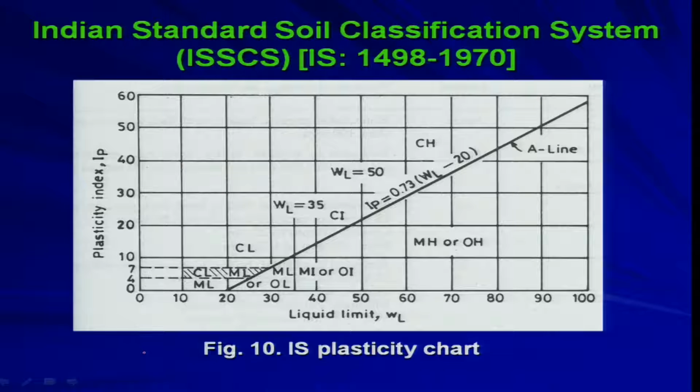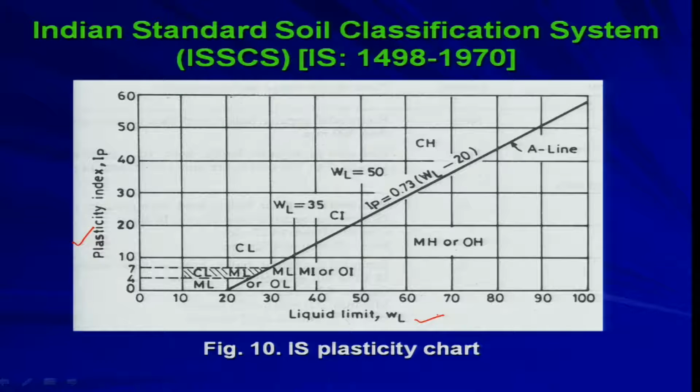We plot the graph between plasticity index and liquid limit. Any fine grained soil you take, you determine the liquid limit and the plastic limit. Of course, you need to calculate the plastic limit to determine the plasticity index. Once you know the plasticity index and the liquid limit of that particular fine grained soil, you can get the coordinate of that soil in that plot.